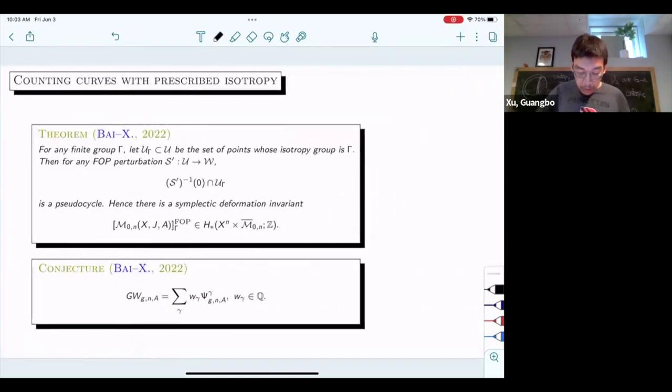So actually, what we define is not just a single invariant or single cycle. We actually constructed a series of invariants. Let's consider any finite group. Then you can consider this locus inside the orbifold, which is the set of points whose isotropy group is your given finite group gamma. This could be empty or non-empty. But nonetheless, let me comment that U gamma is a manifold.